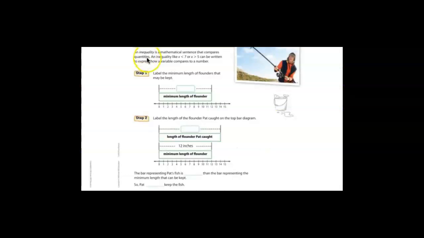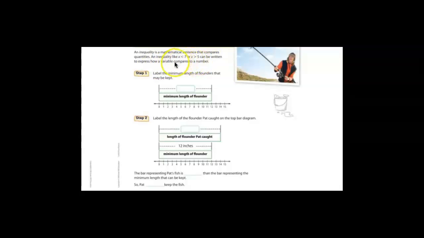So an inequality is a mathematical sentence which compares quantities. An inequality like x is less than 7 or x is greater than 5 can be written to express how variables compare to a number.